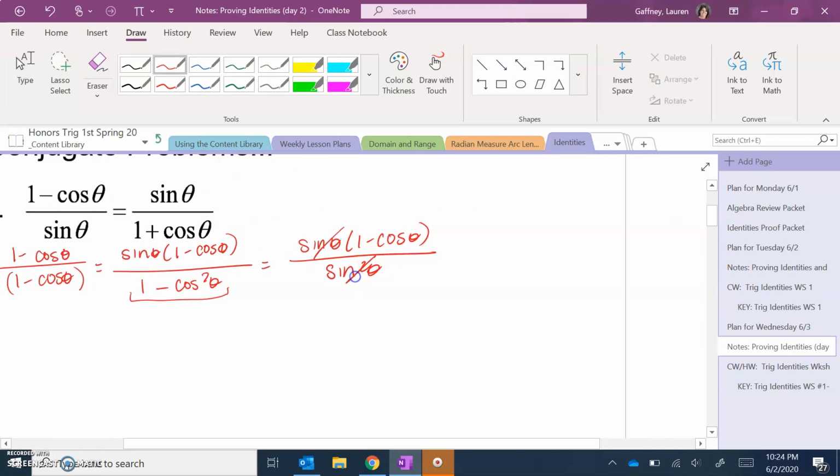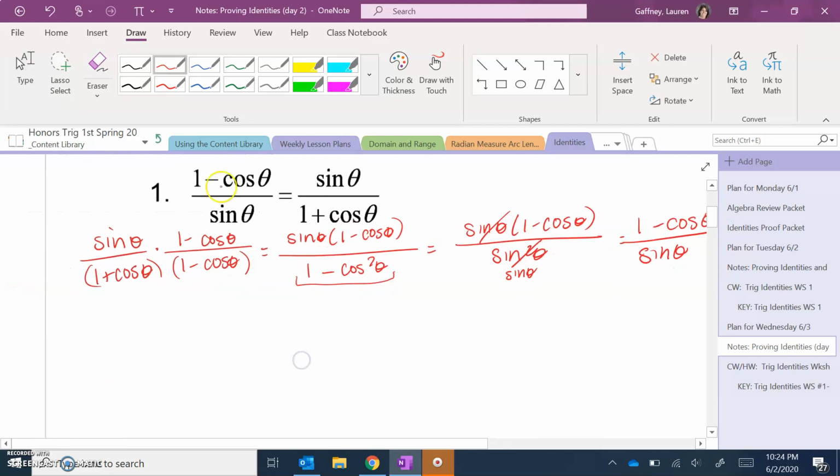Okay, so now let's reduce this. I have a sine on top and a sine squared on the bottom, so that leaves me with just one sine on the bottom. And then I'm done. My goal was to get to this side. So let me show you how you could do it similarly by working with the left-hand side. So this is option 1 and this is option 2. You don't have to do it both ways. I'm just showing you there's more than one way to do it.